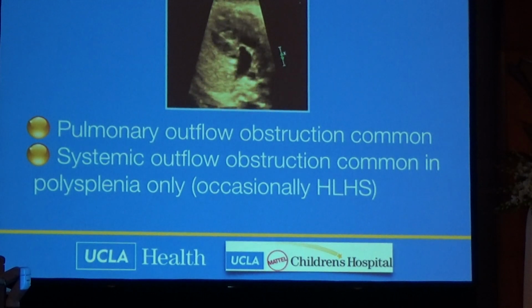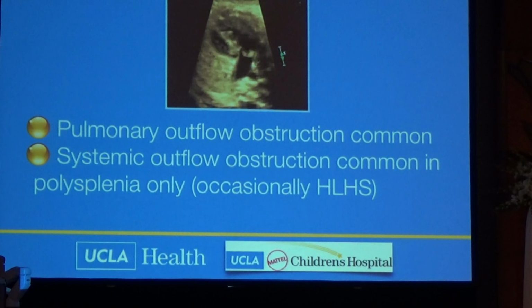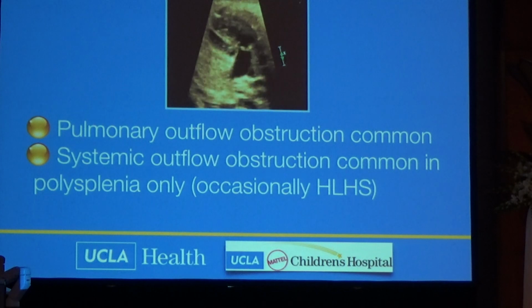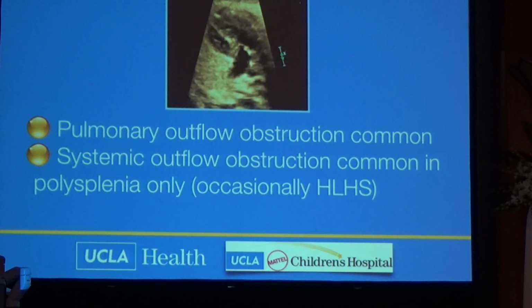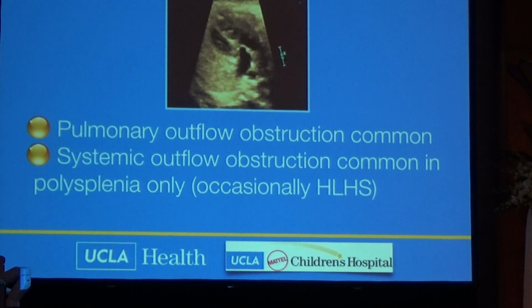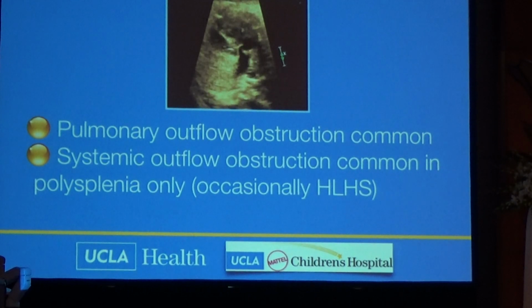So again, one of the reasons why it's important to know if it tends to be polysplenia or asplenia is if you see a patient with heterotaxy, stomach on one side, the heart on the other, hypoplastic left heart, maybe an interrupted IVC, you should be thinking polysplenia type heterotaxy.